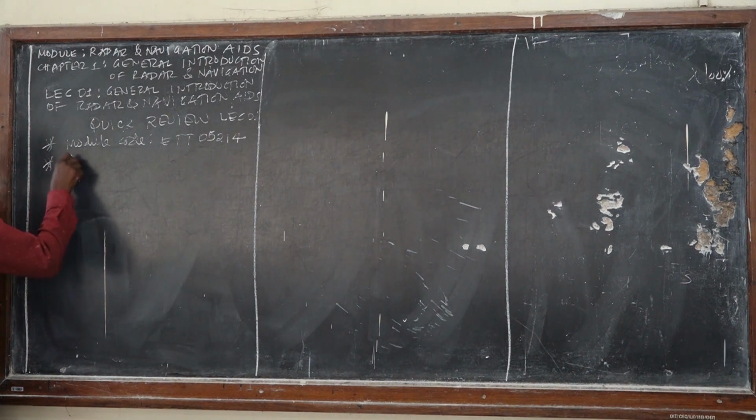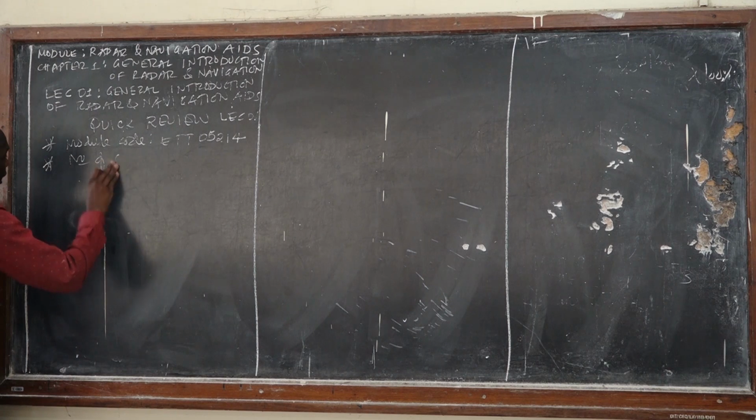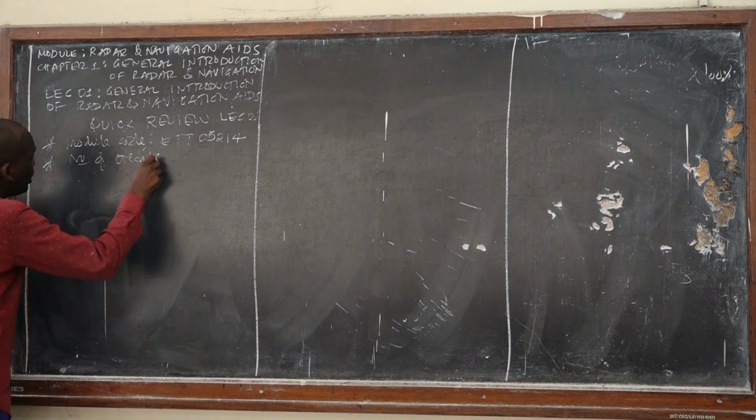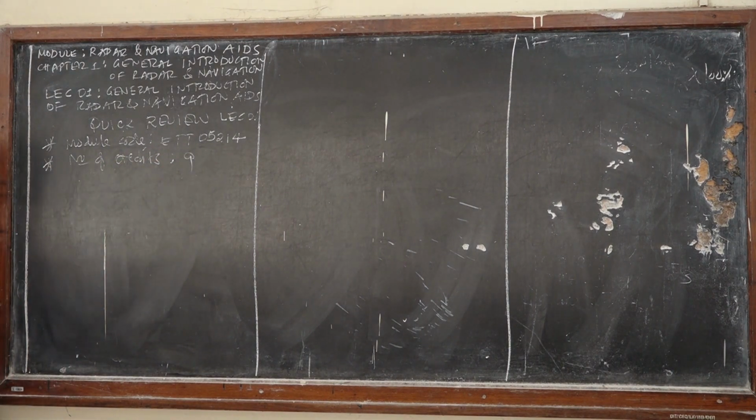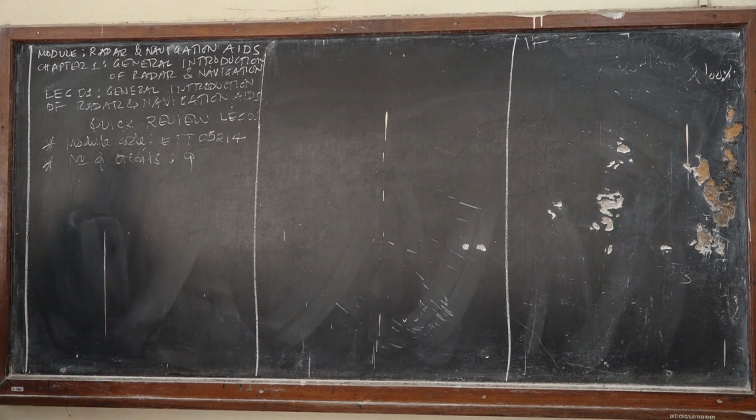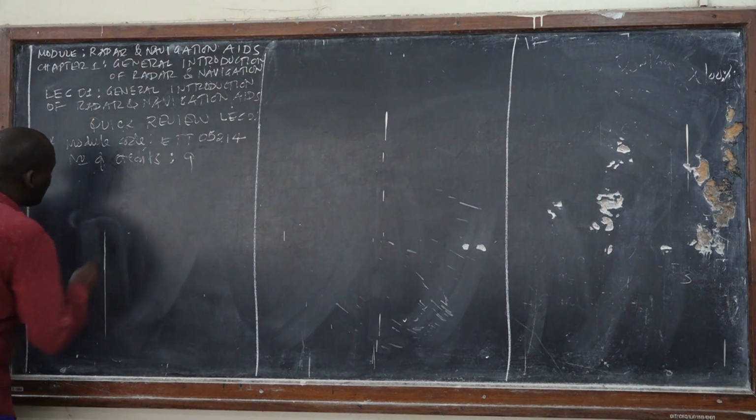Then I mentioned to you the number of what? Number of credits. So the number of credits for this module is what? 9. So if you score A, then you take 4 times 9. So 4 times 9 makes what? 36. Actually, it will move your GPA up.